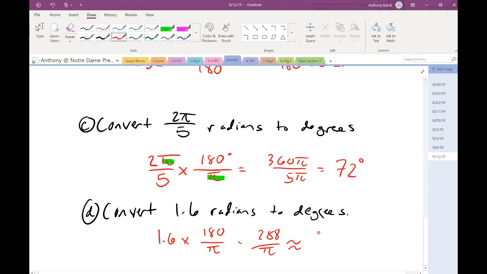Other than I get this 288 over pi, and since we wrote our measurement for radians as a decimal, we're going to write our angle here as a decimal. It's really non-standard to represent an angle in degrees in terms of pi, even though if you wrote 288 over pi degrees, technically that's correct, but nobody would ever write that measurement that way. They'd convert that into a decimal.